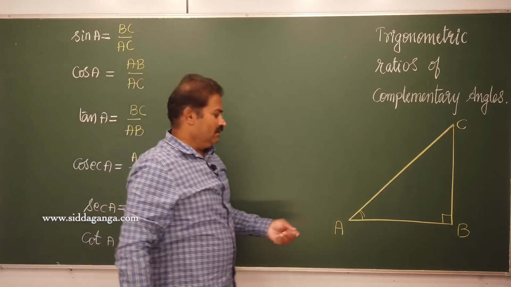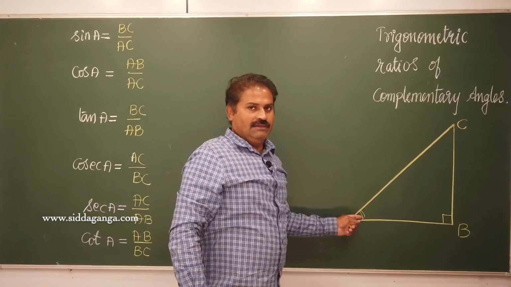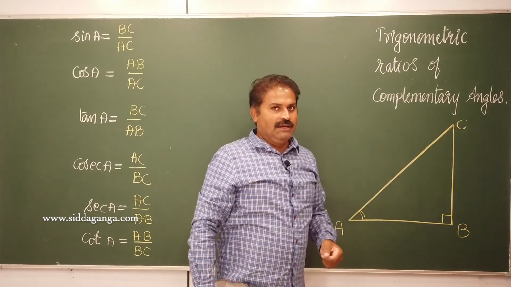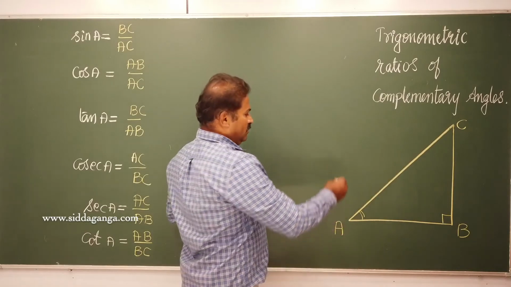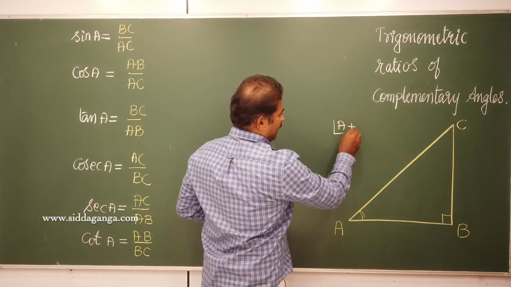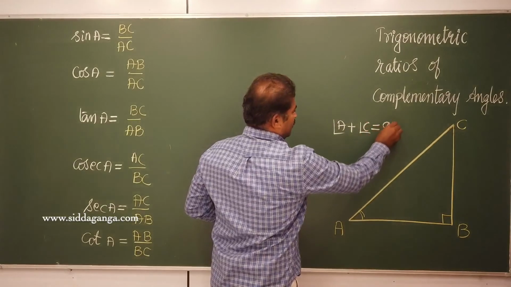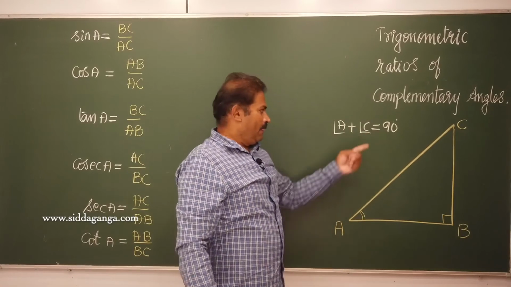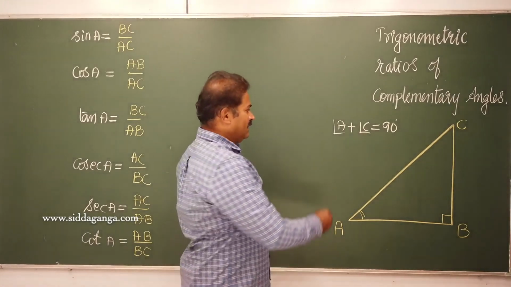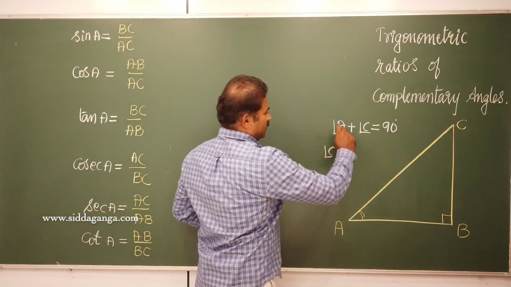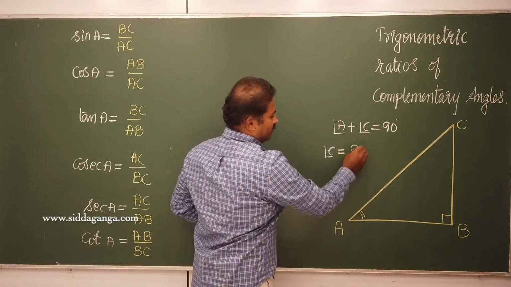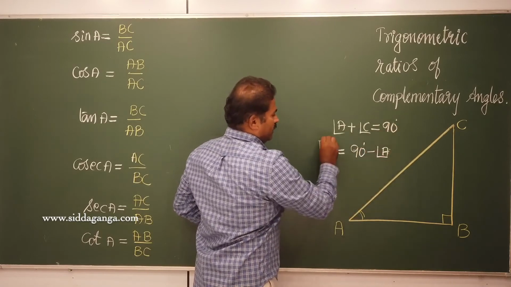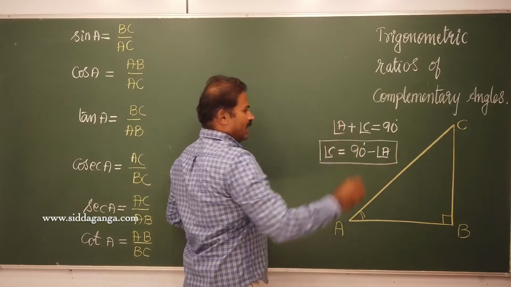And in this triangle, if the value of this is A, then the value of C must be 90 minus A. How is that? So first you need to know that angle A plus angle C is equal to 90 degrees. Why? Because they are complementary to each other. And if you want the value for angle C, you can shift angle A to that side, that makes it 90 degrees minus angle A. So angle C is 90 minus A.